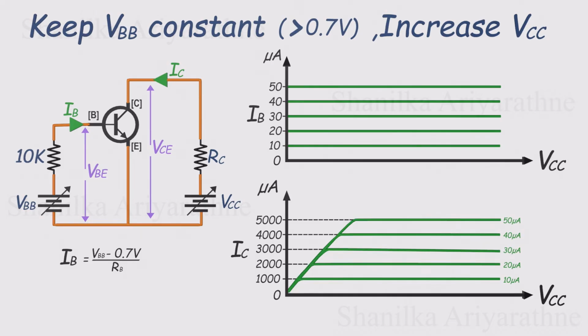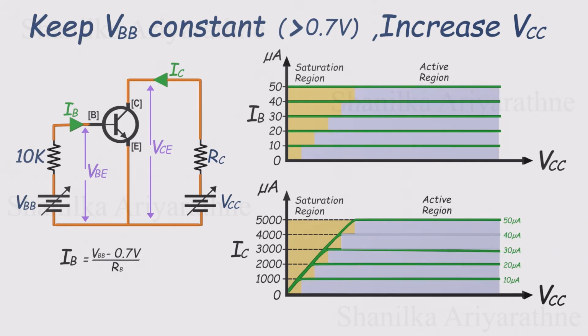This pattern continues. For each increase in IB, IC climbs to a higher maximum value, each one directly related to its corresponding base current. Now, if we observe the IC plot, we can clearly see two distinct regions of operation. First is the saturation region, where the transistor behaves like a closed switch. In this region, as we increase VCC, IC also increases, just like current through a typical resistor or switch. But beyond a certain point, IC stops rising, even as we continue to increase VCE. It flattens out. This is the active region.